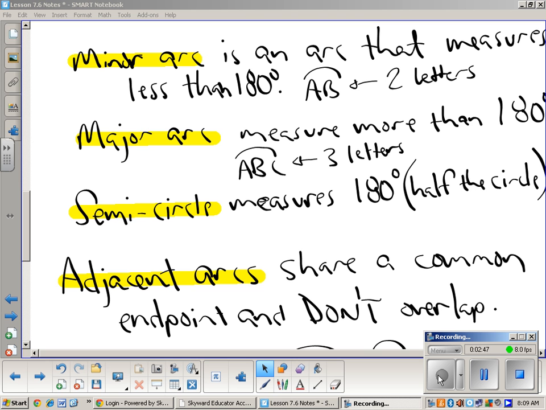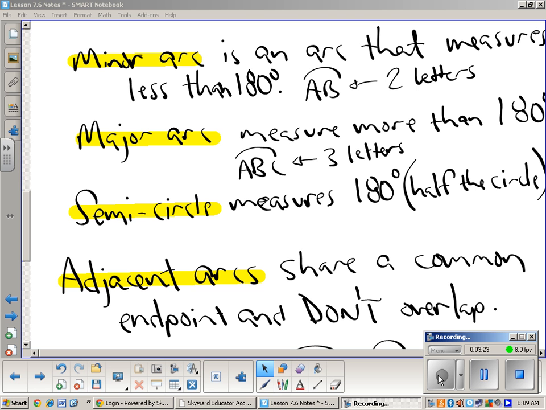A few more items we need to make sure we understand the vocabulary too. One is a minor arc. A minor arc is an arc that measures less than 180 degrees. And we label it with two capital letters, two points on the circle and an arc symbol. Minor arc. Okay? It really doesn't matter if we start at A and go to B, or if we start at B and go to A. There's no significance in the order. So arc AB and arc BA would be exactly the same arc.